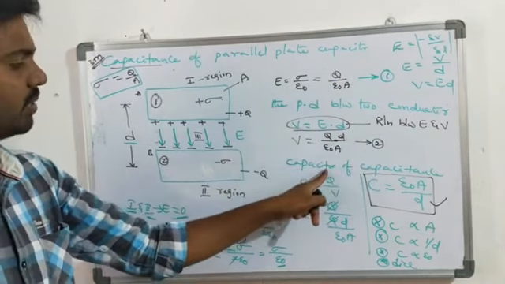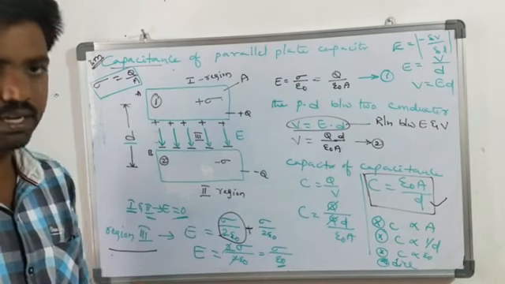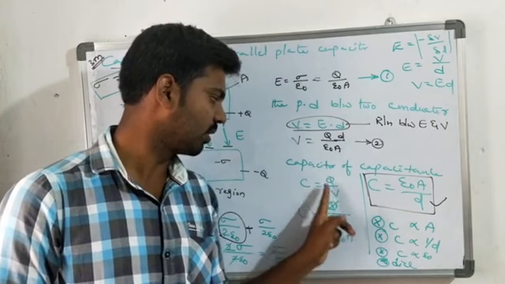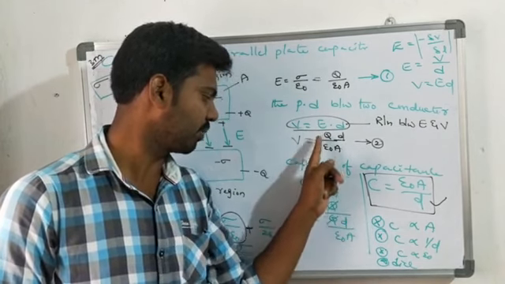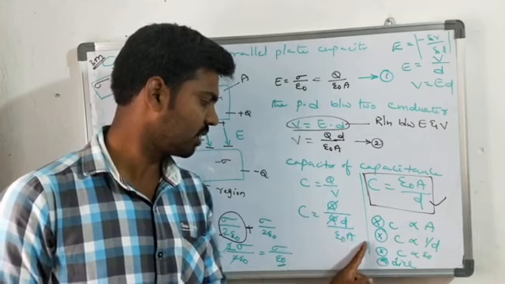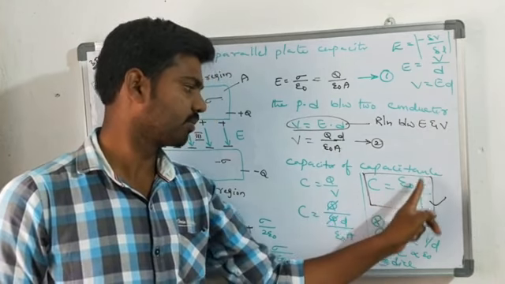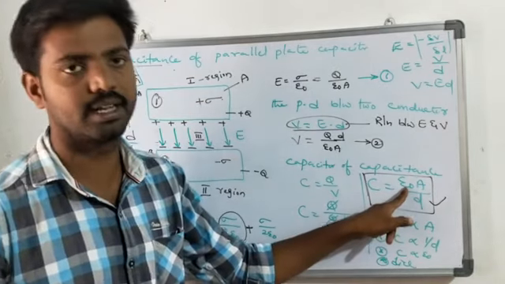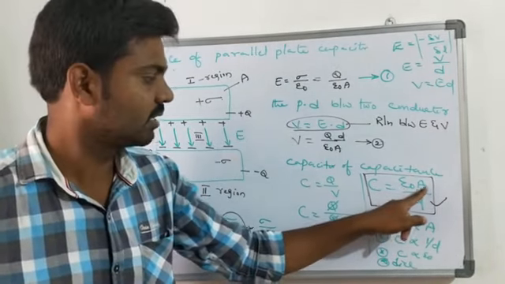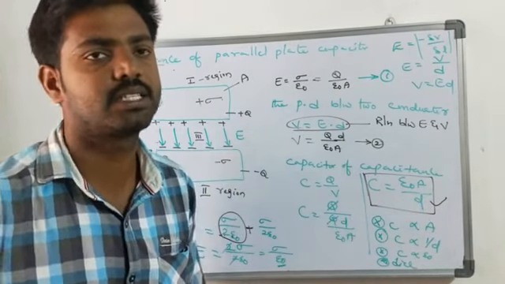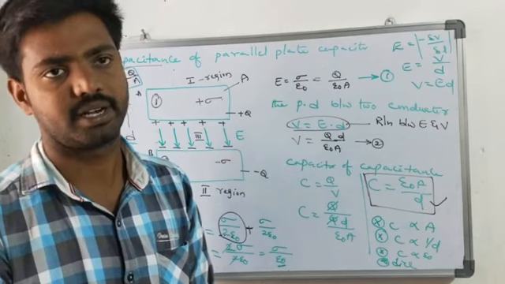Now your aim is to calculate the capacitance of the capacitor. From the definition, C is equal to Q by V. V from equation 2 is Q D by epsilon naught A. Q is cancelled, and epsilon naught A shifts to the upside. So C is equal to epsilon naught A by D, where epsilon naught is the permittivity of free space, A is the area of each conductor, and D is the separation distance between the two conductors.